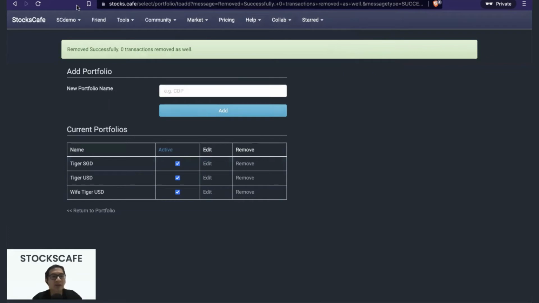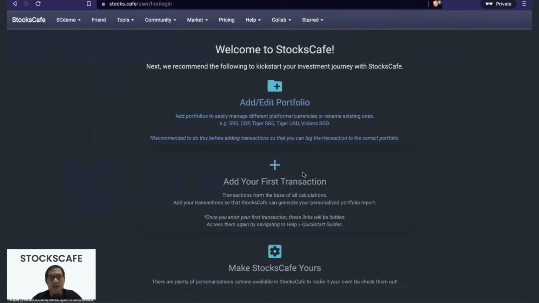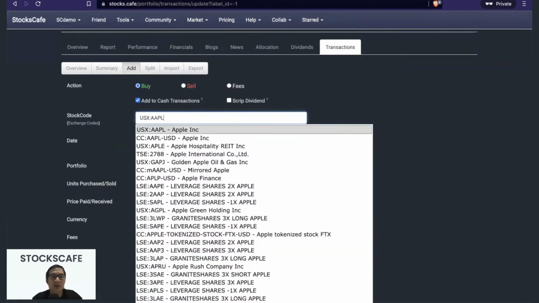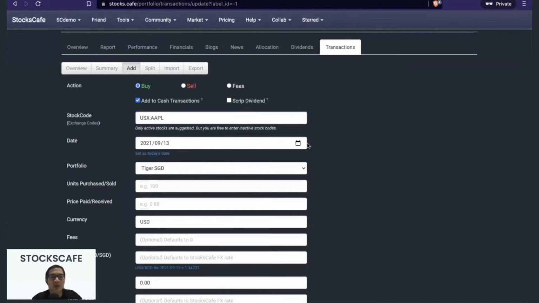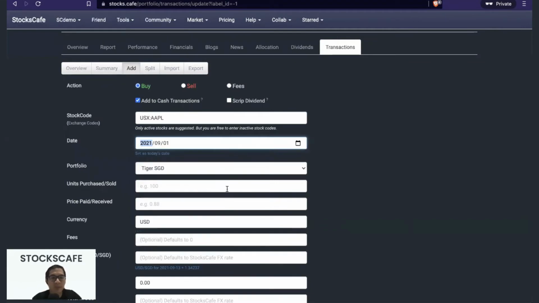The third thing after doing this will be to add a transaction. I would say this is the most important step in Stocks Cafe. Almost everything within Stocks Cafe that is calculated or done for you will be based on these transactions. So let's start with adding one single transaction. Let's go with Apple. Let's say I bought Apple 2 weeks ago, maybe on Monday.